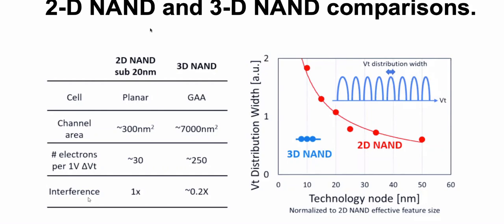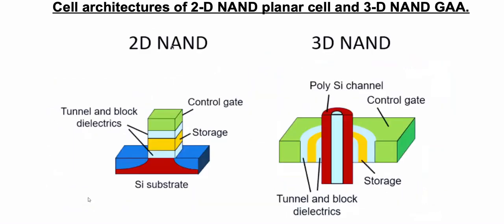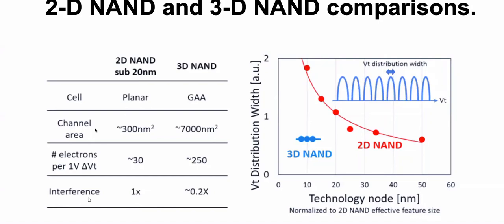let me switch it. Okay, see, this is the lateral 2D, this is the vertical. In the vertical device, the channel area is larger, the number of electrons per area is much larger, and the interference is much less. So on one hand, it's a much better flash. Also, it's many more bits per unit area because everything is stacked vertically.